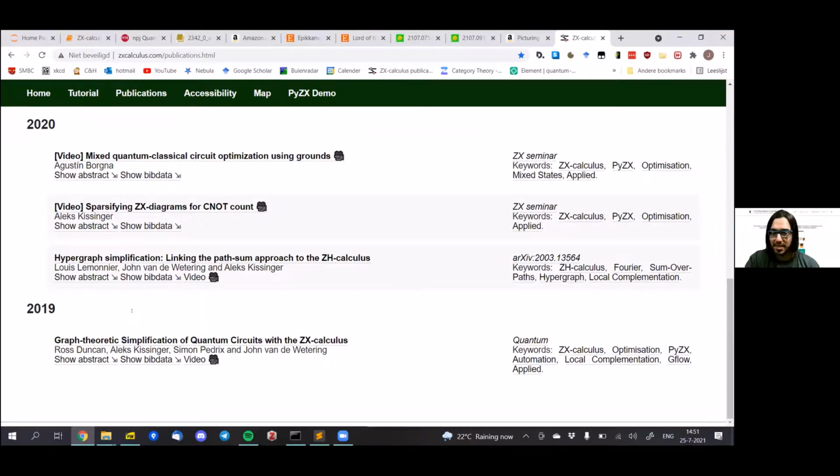Right, thanks a lot. And we have one more question for you. The question asks, what would you say are some drawbacks of using ZX calculus compared to the current qubit system?